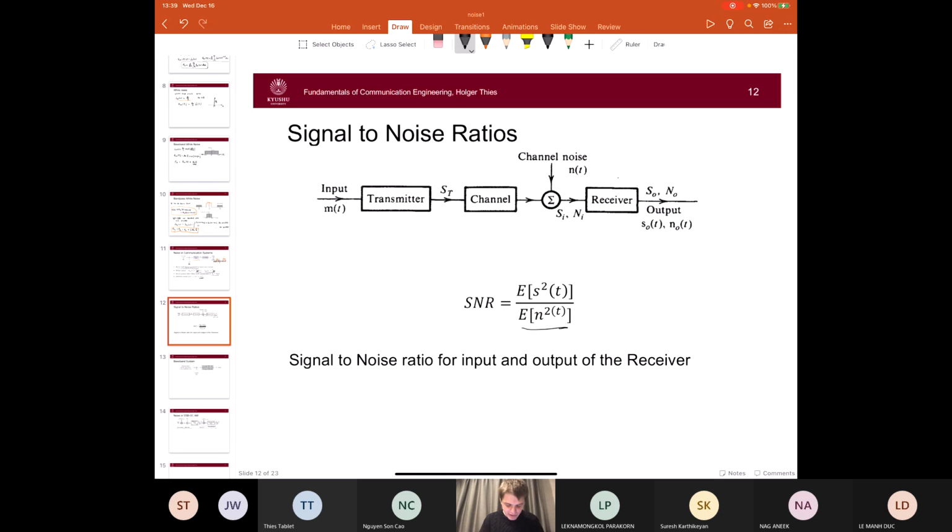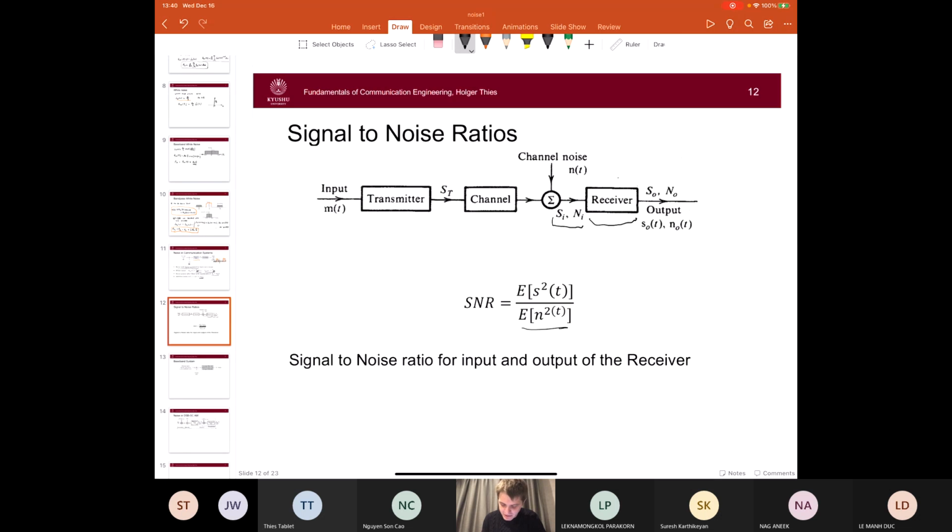Now we want to look at the signal to noise ratio in a communication system and use it as a measure of how good the communication system is. To do this, we will look at the signal to noise ratio at two points. First is the signal to noise ratio at the input of the receiver. The receiver is the part that will do the demodulation and so on. So first is the signal to noise ratio after we send it through the channel and after we apply the filter to only look at the bandwidth we are interested in.